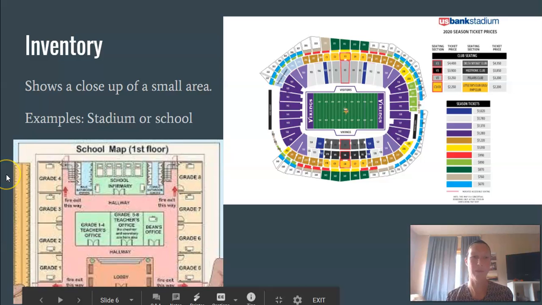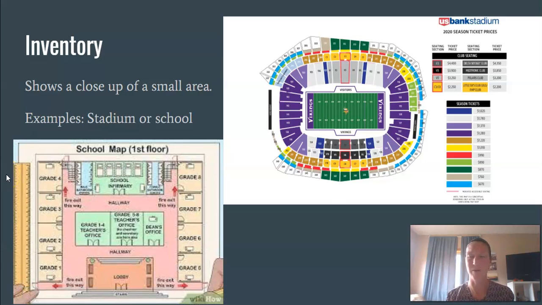Now an inventory map, this one shows a close-up area of some place that's kind of small. Usually it's an inside setting, for example, a stadium or a school. So in our classrooms, we all have examples of this inventory map near the doors usually, where they show the exits, how to get out, or what your fire escape route is.